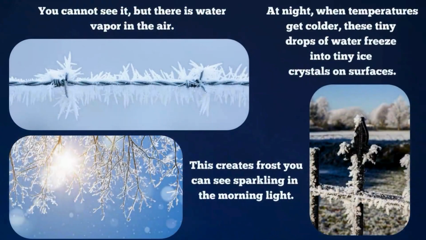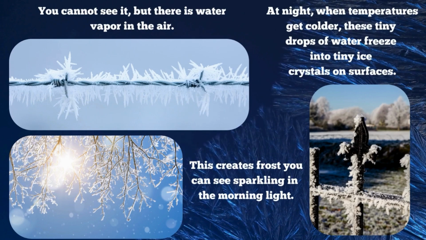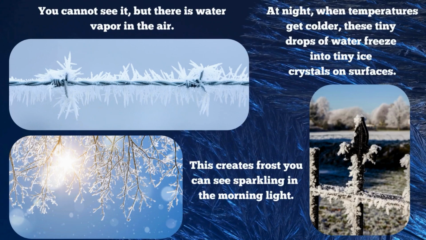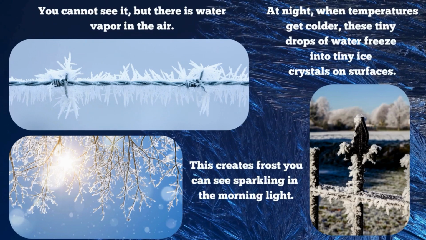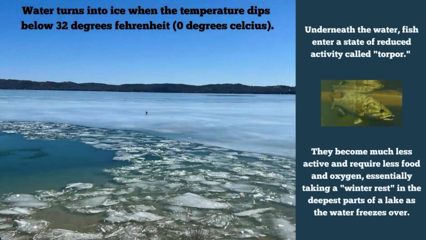You cannot see it, but there is water vapor in the air. At night, when temperatures get colder, these tiny drops of water freeze into tiny ice crystals on surfaces. This creates frost you can see sparkling in the morning light. Water turns into ice when the temperature dips below 32 degrees Fahrenheit, 0 degrees Celsius.